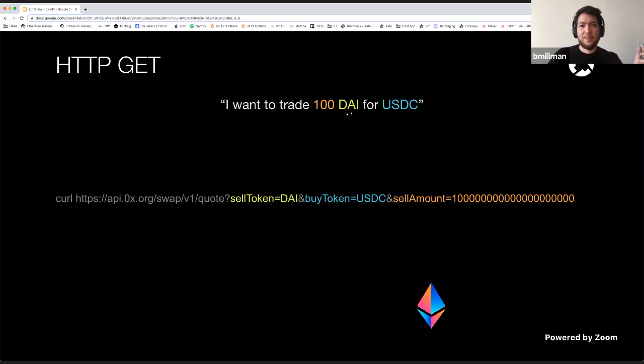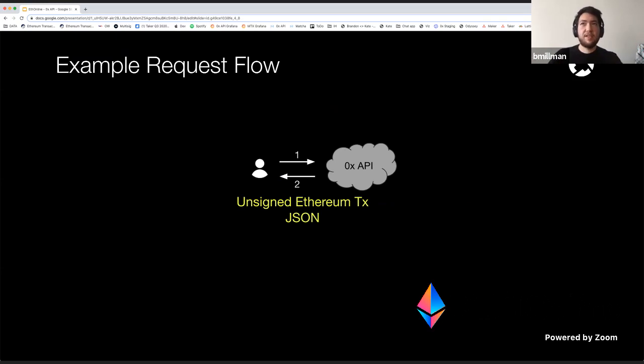Next, the trader expresses that they want to sell DAI by specifying the sell token parameter in yellow. And they express that they want to receive, or buy, USDC by leveraging the buy token parameter in blue. So altogether, you get this final request that expresses that the trader wants to trade 100 DAI for USDC. This request goes through to the API, and the API sends back an unsigned Ethereum transaction in the form of JSON in order to get signed and sent over to Ethereum.